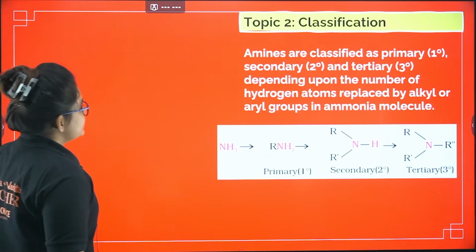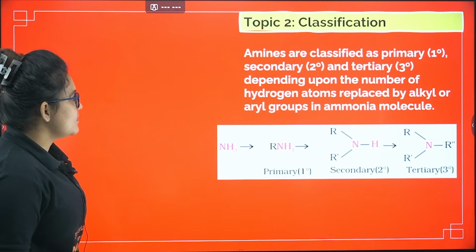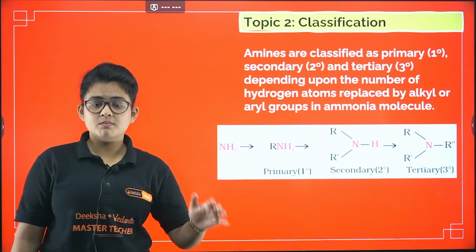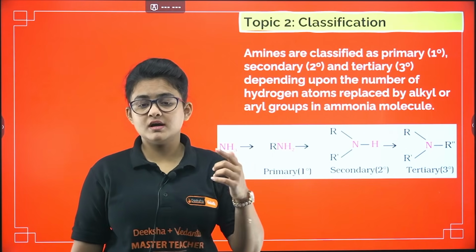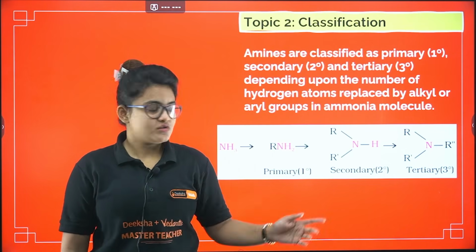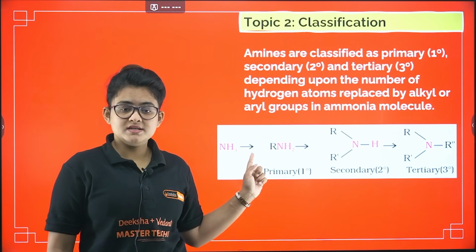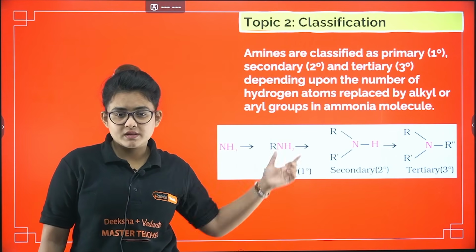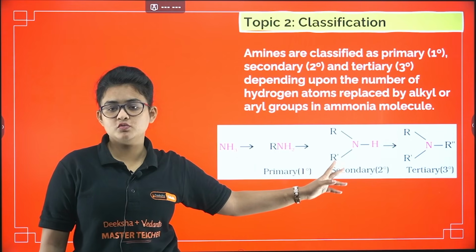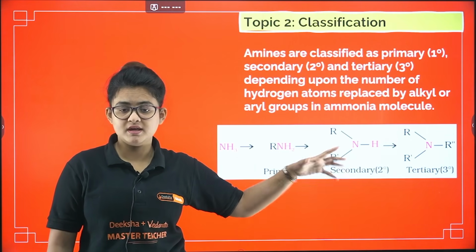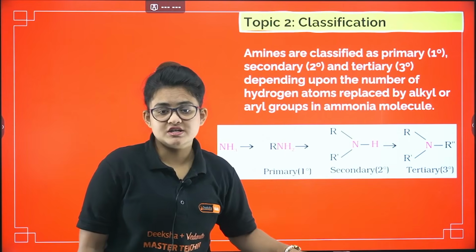Okay, let's proceed. Classification, you can see amines are classified in primary, secondary and tertiary depending upon the number of hydrogen atom replaced by any alkyl group. Okay, so here you can see this is ammonia, right? One hydrogen is replaced by one R group, this is 1 degree. If 2 hydrogens are replaced by 2 R group, then it is secondary. If 3 hydrogens are replaced by 3 R, then it is tertiary.